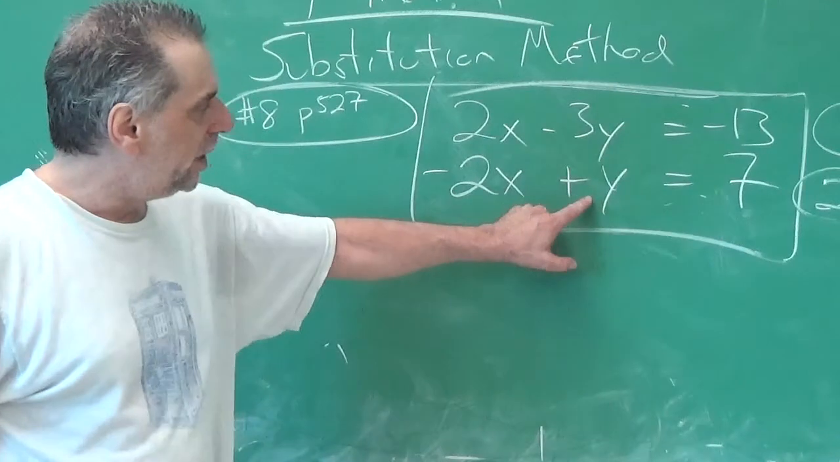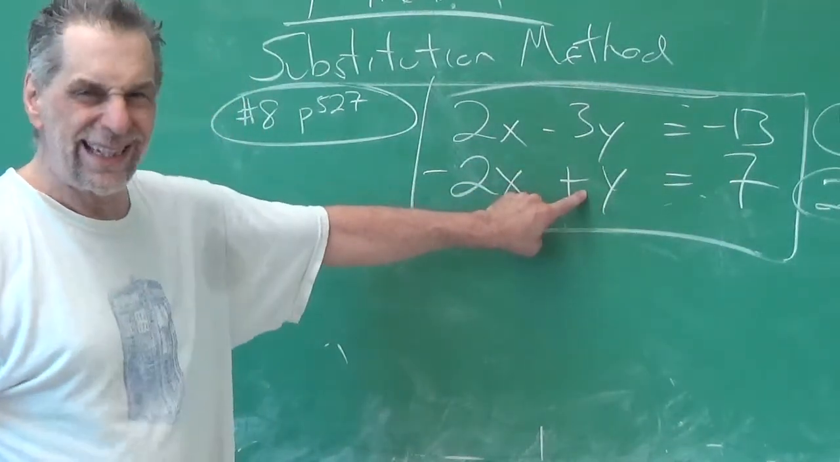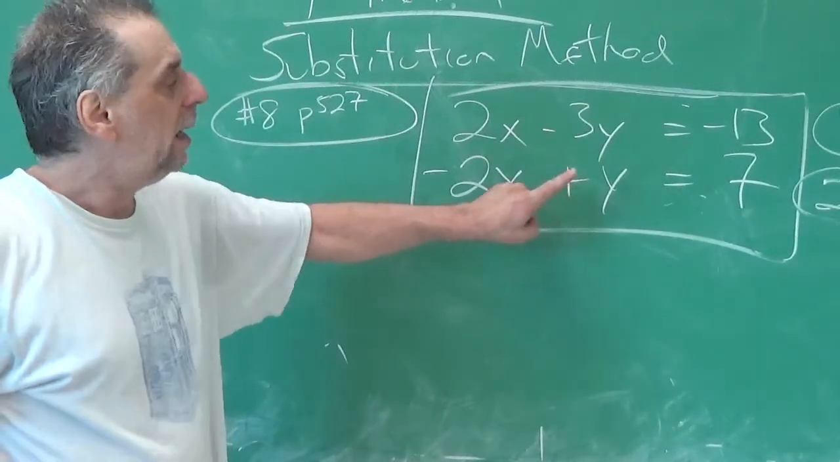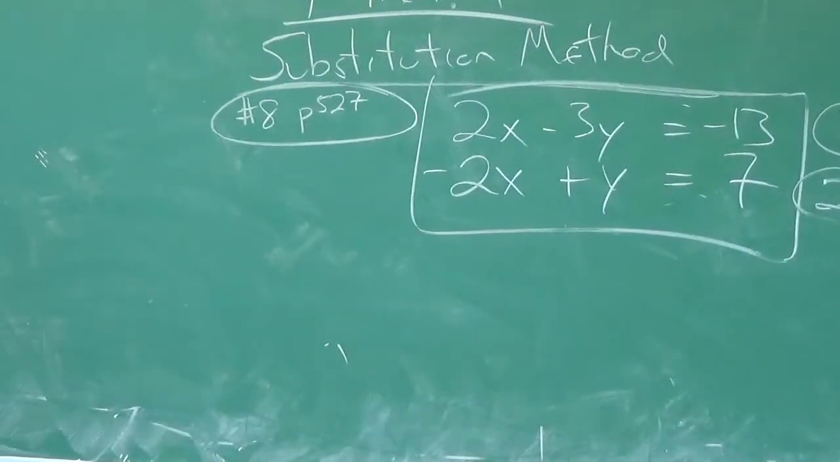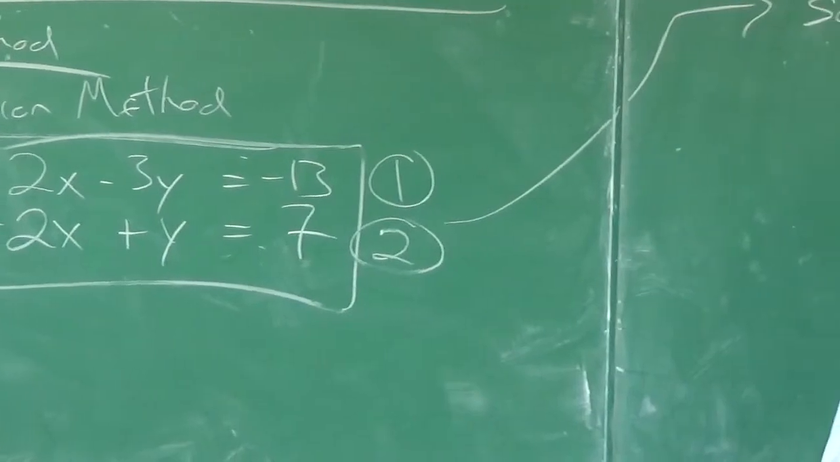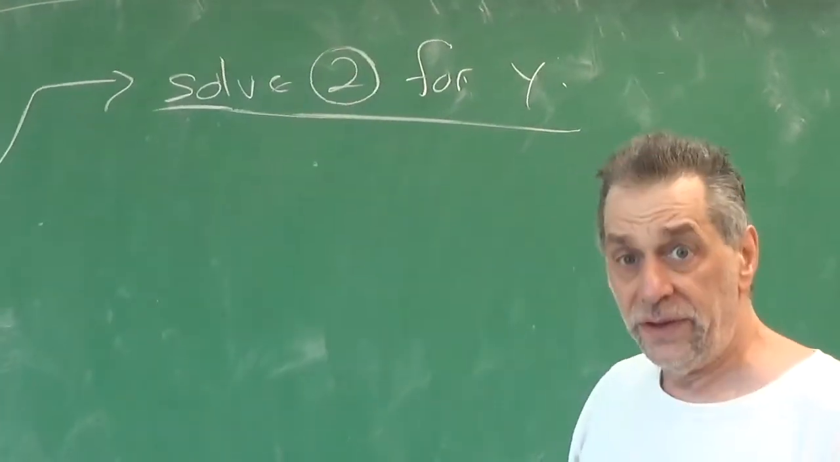But after you do a few of these, you're going to see that when you have one of the variables sitting alone with a coefficient of 1, that's going to be your best choice. It doesn't matter, you'll still get the right answer if you do things right. But the easiest thing is to solve equation 2 for y. So you solve one of the equations for one of the variables.